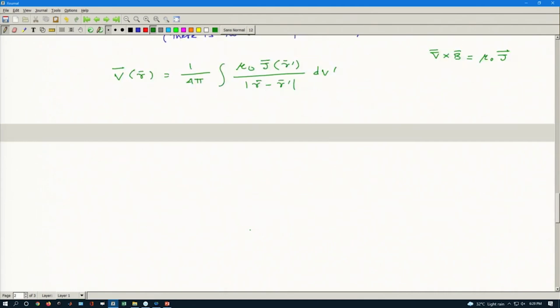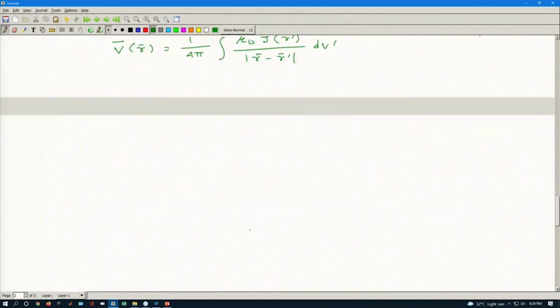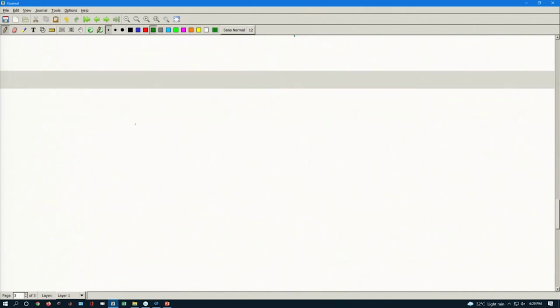Okay. So, then if V is known, then the next step is straightforward, because I can find out my B, and my B at the point r is simply the curl of V, because f of r is already 0.